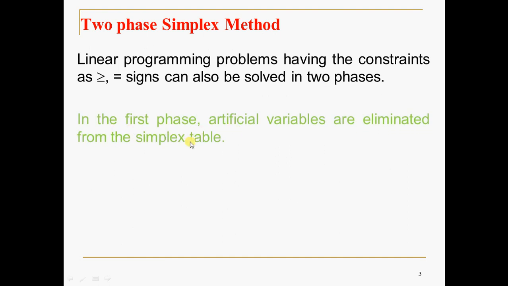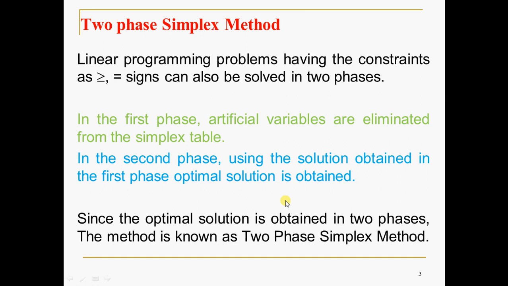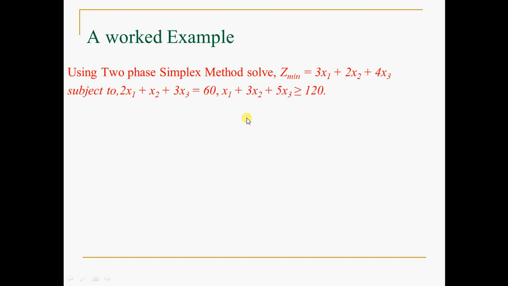In the first phase, artificial variables are eliminated from the simplex table, and in the second phase, using the solution obtained in the first phase, the optimal solution is obtained. Since the optimal solution is obtained in two phases, the method is known as the two-phase simplex method. Let us take a worked example to solve an LPP using the two-phase simplex method.